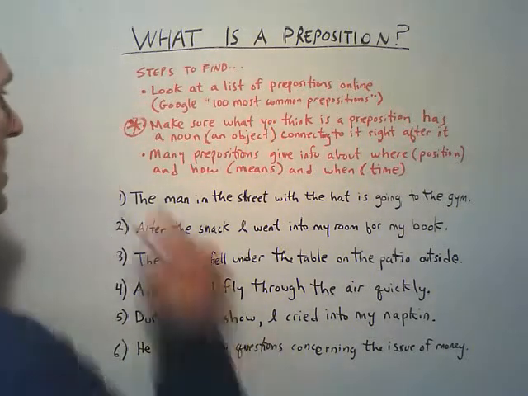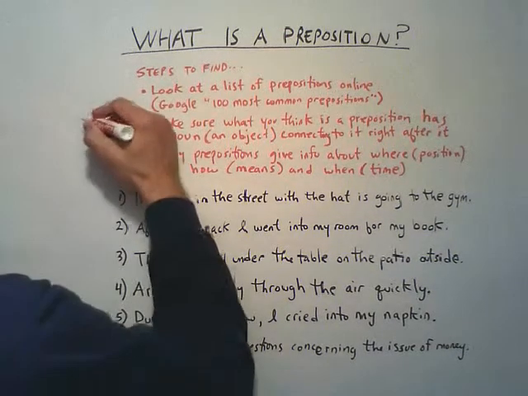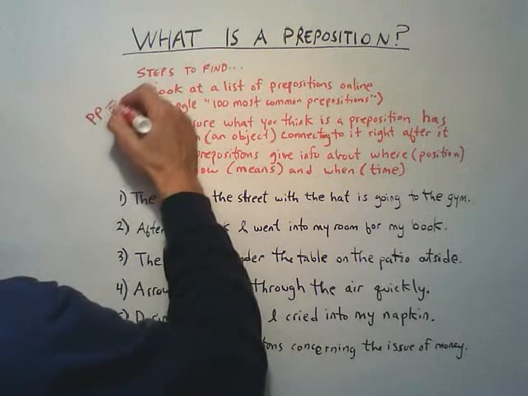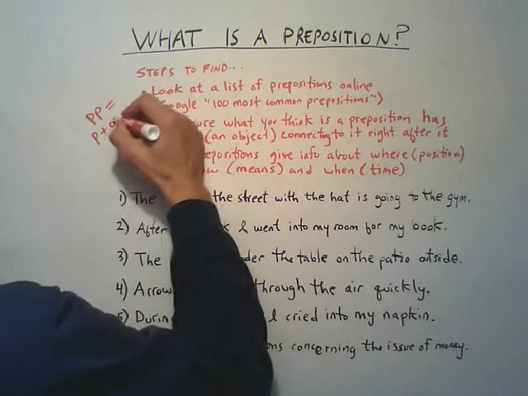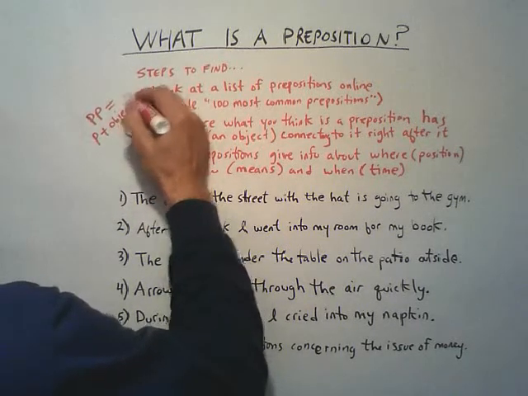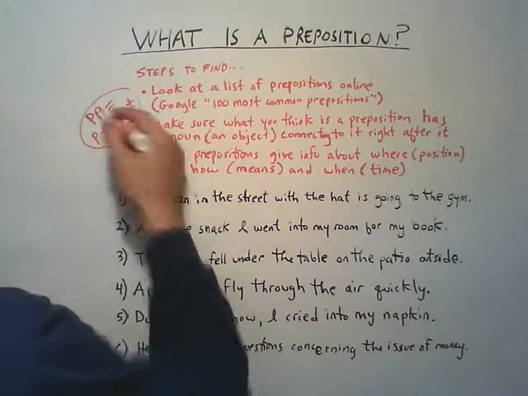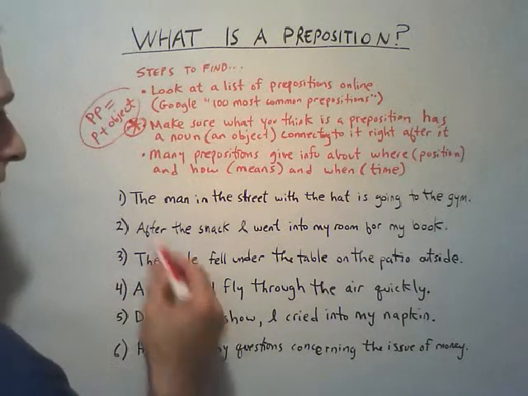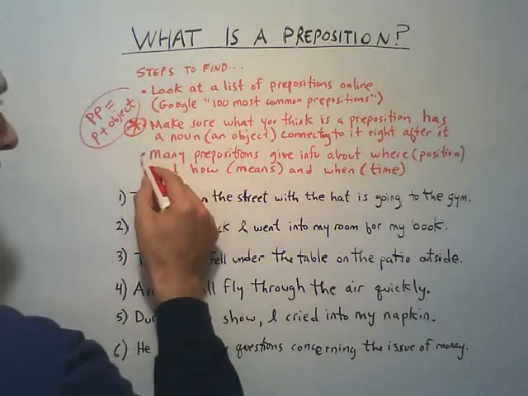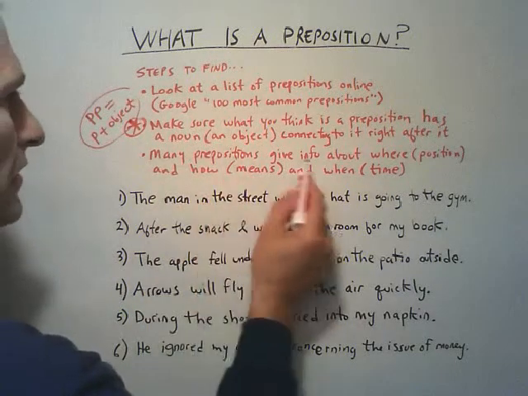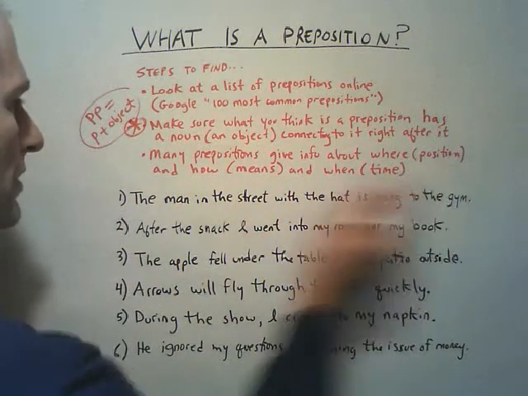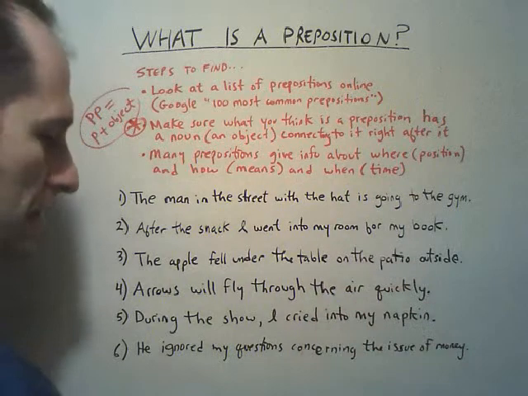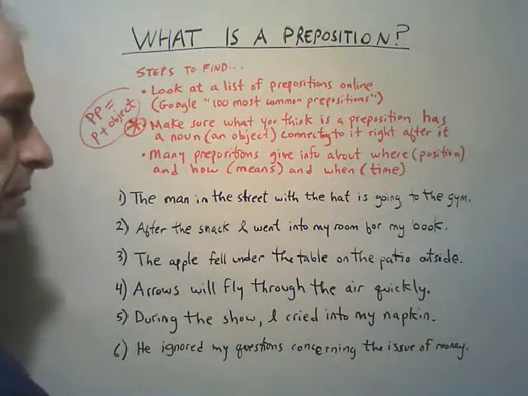So right off to the side here, I'm going to put prepositional phrase equals a preposition plus object. And they come together, a prepositional phrase. Alright, now the next step here is many prepositions give info about where, or the position of something, and how, or the means, and when, time. Not all, but many do this. So this is also something helpful to remember.